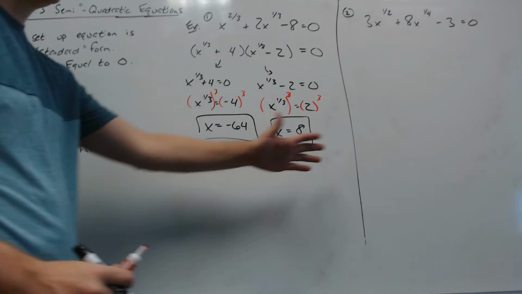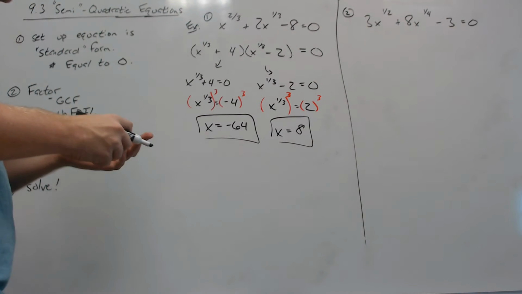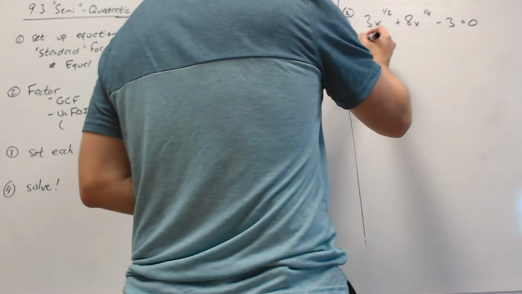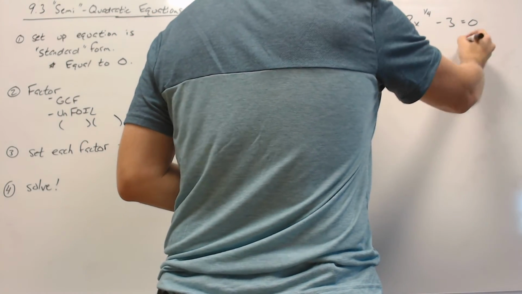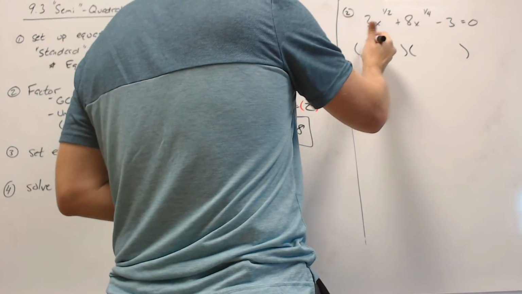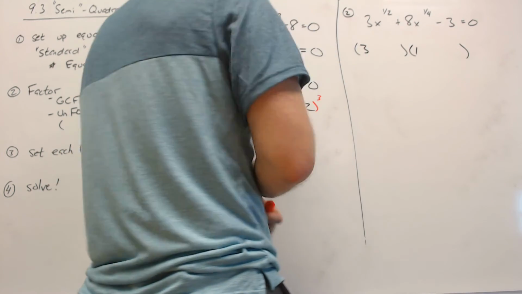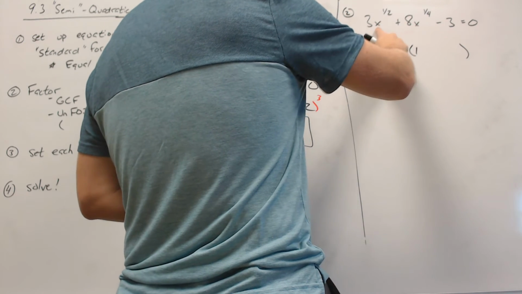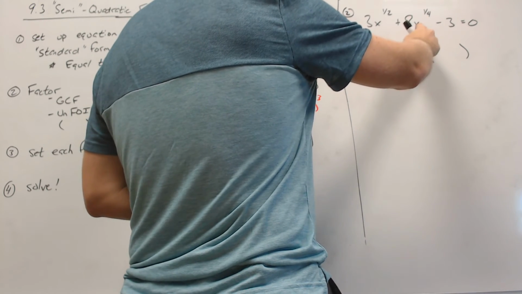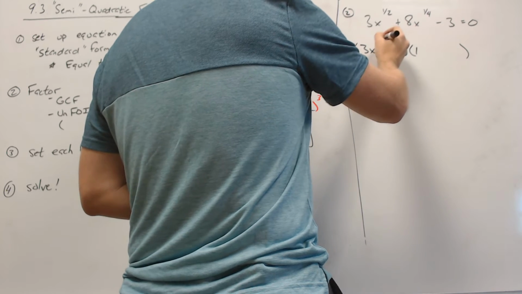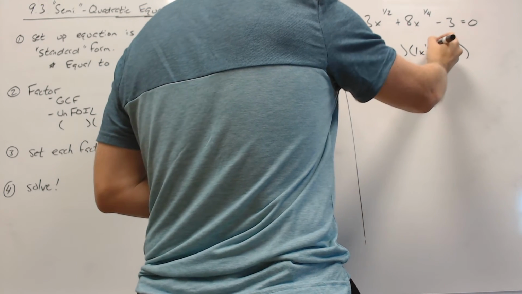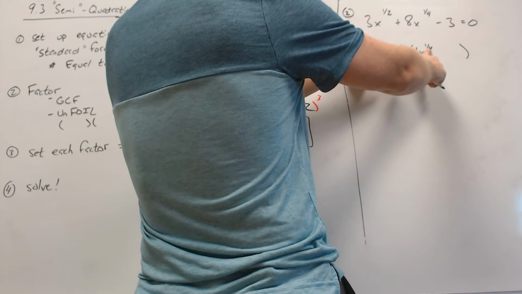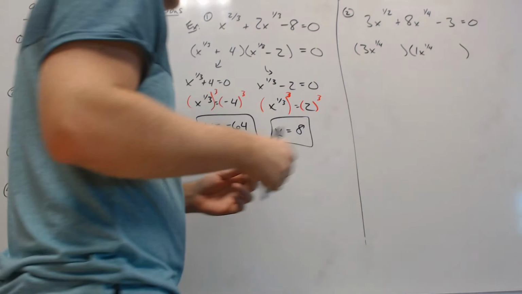So hopefully this is looking a lot familiar. There's not much variety in these. We're going to factor. I know it has to be 3, so that's going to be 3 and 1. And again, I need two powers of x that are going to multiply together to get x to the 1/2. We're always going to use this middle term, x to the 1/4, because 1/4 plus 1/4 is 2/4, which reduces to 1/2. So that works out.